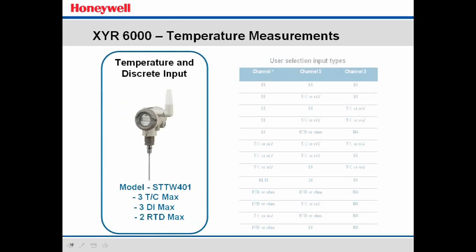The temperature measurements, which are much more common, that transmitter is a 3-input transmitter, and the 3 channels are configurable in a host of ways. It can support up to 3 thermocouples, 3 digital inputs or discrete inputs, or 2 3-wire RTDs. So they can also be configured to be millivolt or HLAI channels as well.